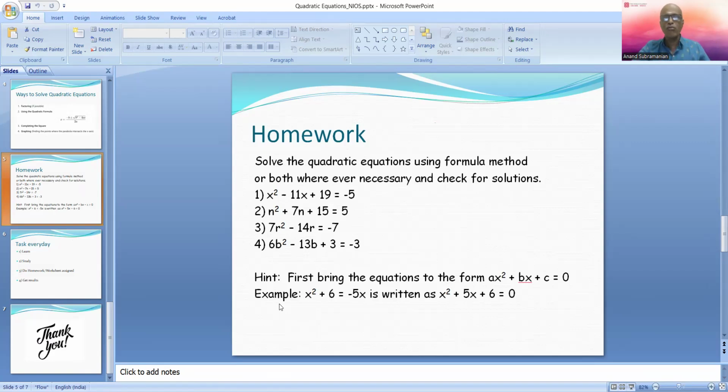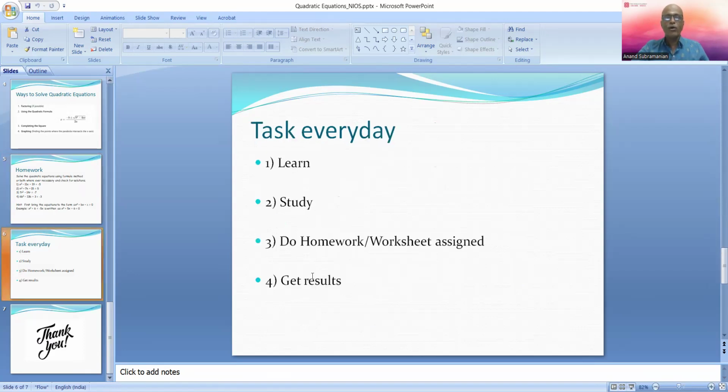So this is how you have to solve the equations using the formula method. I told you clearly how to do the formula method. Do it. What is your task every day? Every time I keep on saying this, learn and study. That is done in the session itself. So you will study it, no problem. But the third one is very important. Do the homework. That's why I'm sharing this page. Do the worksheet assigned and get the results.